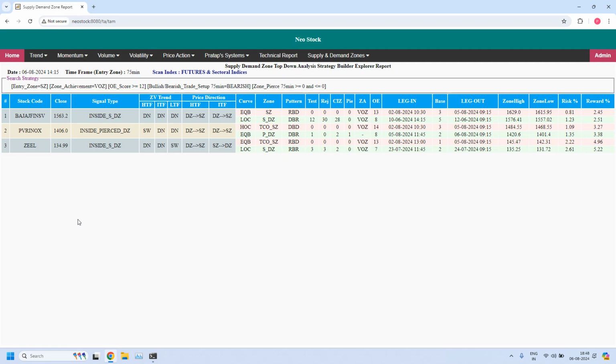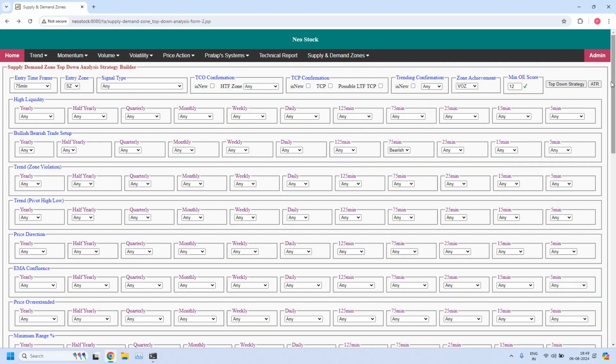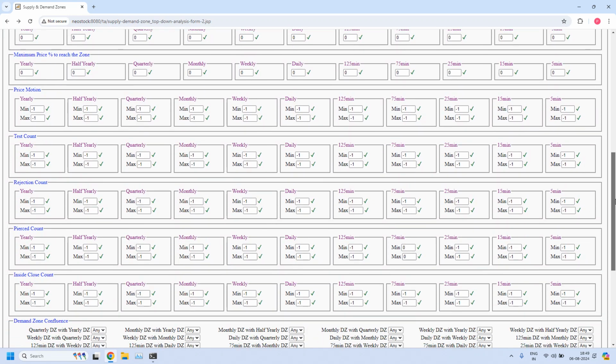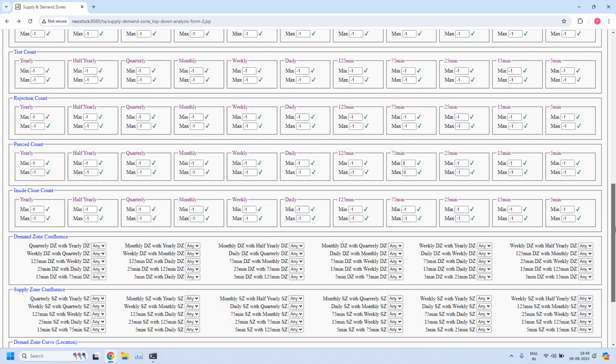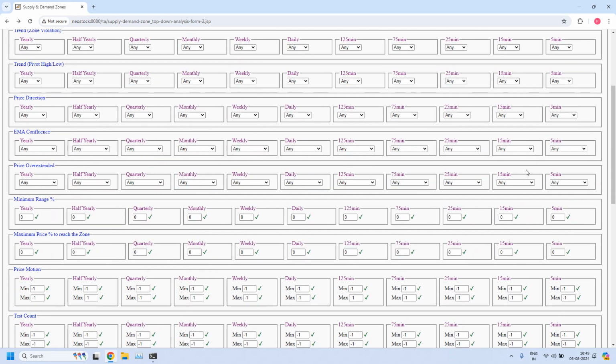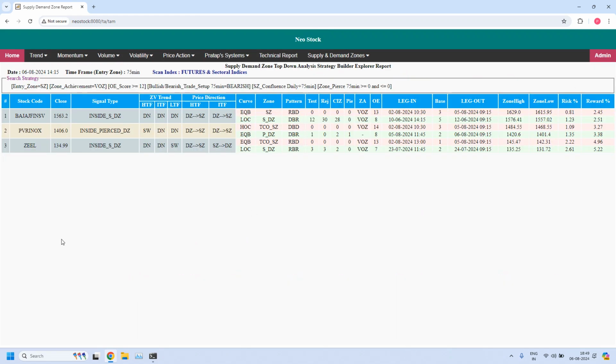Now let us identify how many of these 3 stocks are having ITF confluence. That means 75 minutes supply zone is having confluence with the daily supply zone. This is ITF confluence. So all the 3 stocks are having confluence with ITF time frame. That's good.